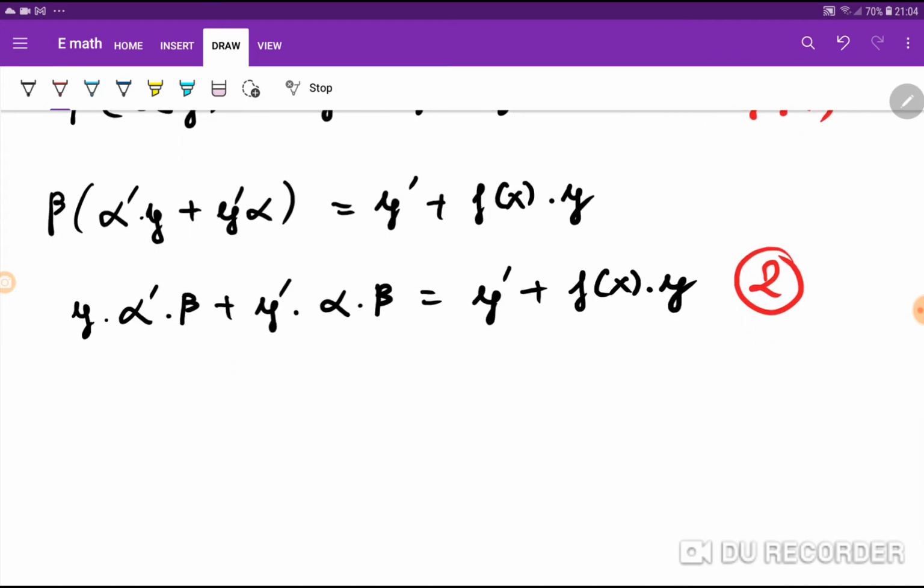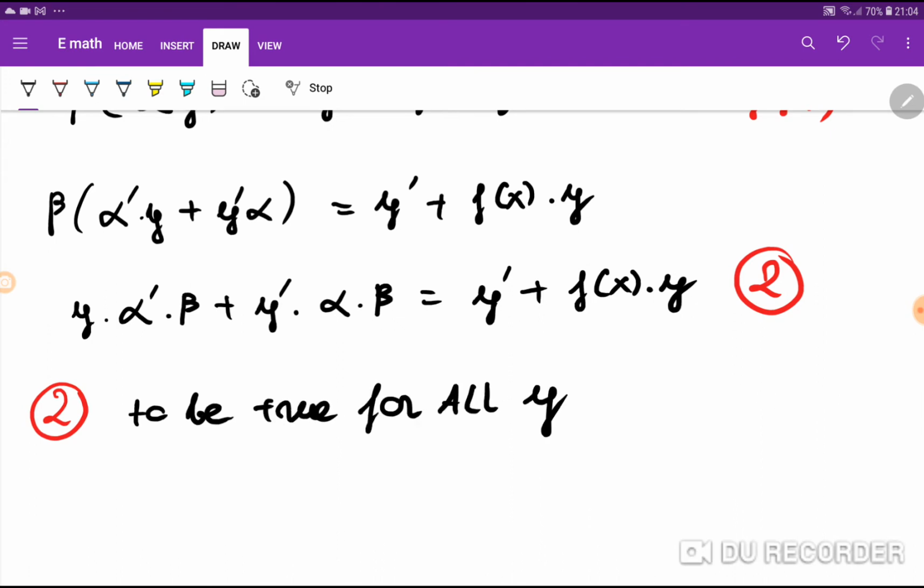Okay, so if you want equation 2 to be true for any y, everything related to y or y prime on the left hand side and right hand side have to be equal. What I mean is this term right here and this term right here have to be equal. And this term right here and 1, because y prime on the right hand side equals y prime times 1, have to be equal. Oh shoot, even though we use the same color, we confuse the heck out of you guys. Okay, yeah. So it has to be equal, right?